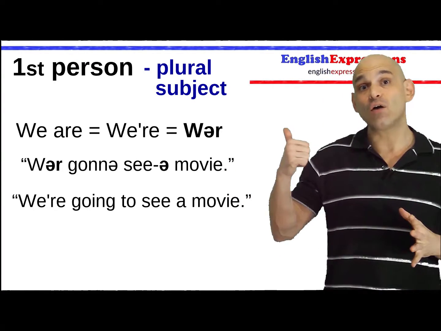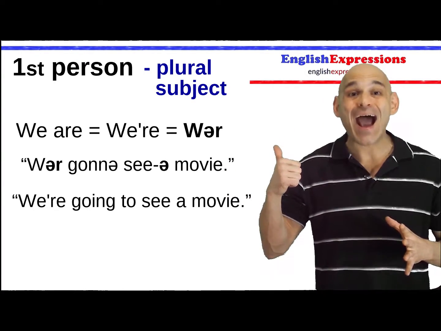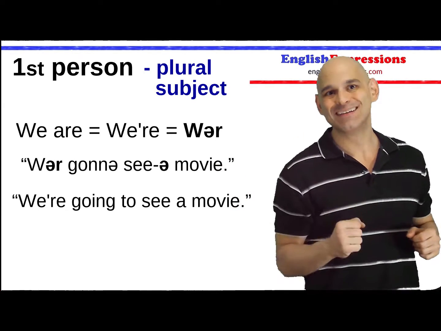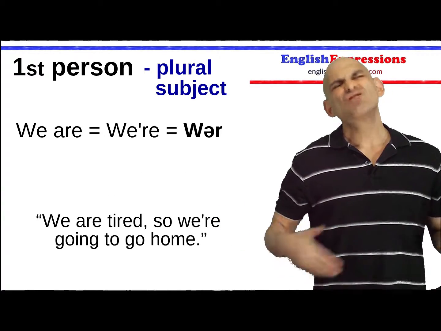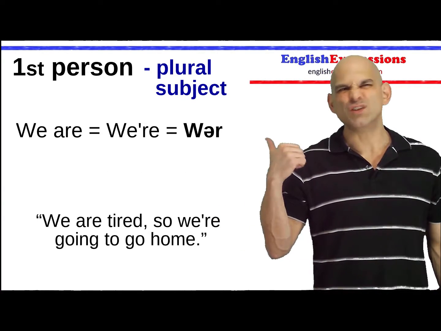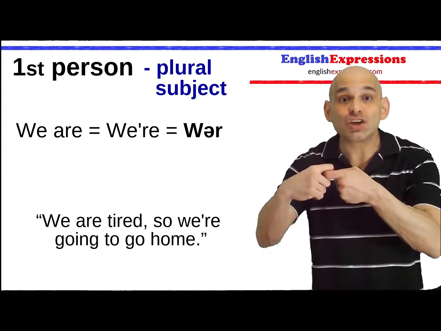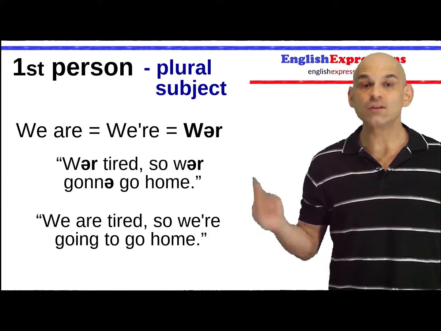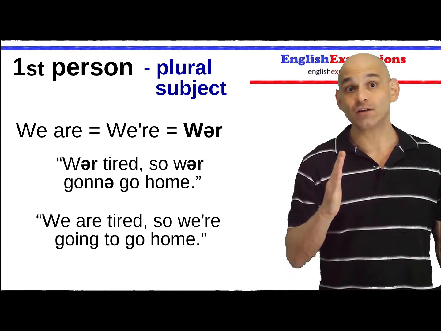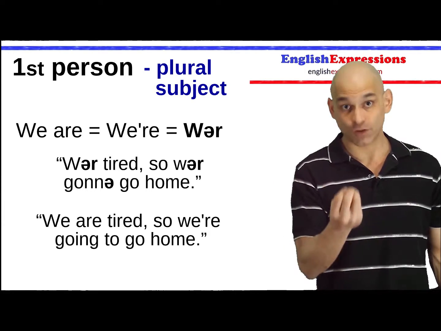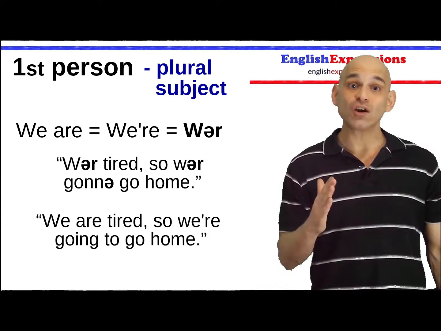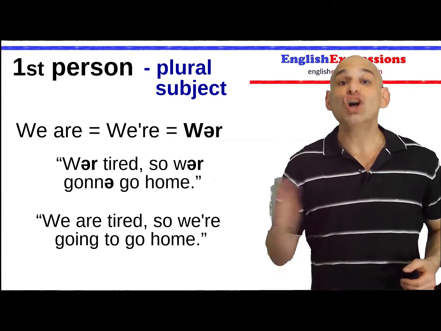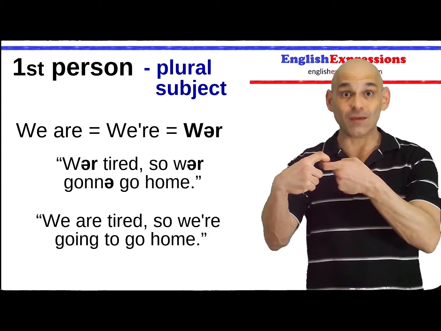See a movie, and notice how the article a, we just use schwa for that, and we link it onto the verb. See a movie. We're gonna see a movie. We are tired, so we're gonna go home. A native English speaker wouldn't say that. A native English speaker would use the contraction and say we're tired, so we're gonna go home. We use schwa for the contraction, we're. And you see we're is in there again, and we say we're gonna, and that means going to. We link them and use schwa.